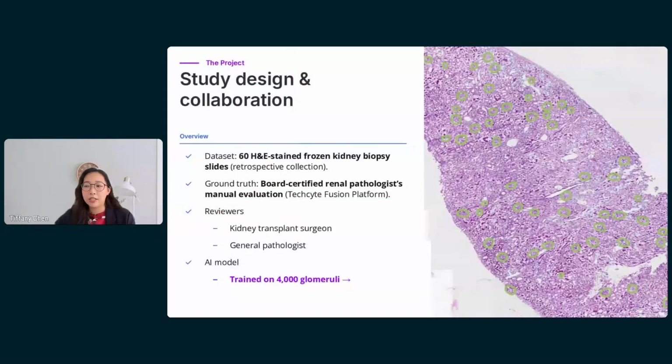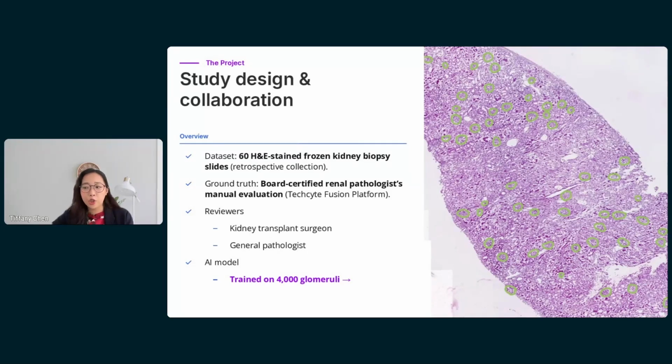So a little bit about our study design. We began with a data set of around 60 H&E stained frozen kidney biopsy slides that were retrospectively collected from donor kidneys. For our ground truth, we had a board certified renal pathologist manually review and annotate each slide, specifically marking the glomeruli and classifying them as either normal or globally sclerosed. And this was our reference standard for subsequent analysis.